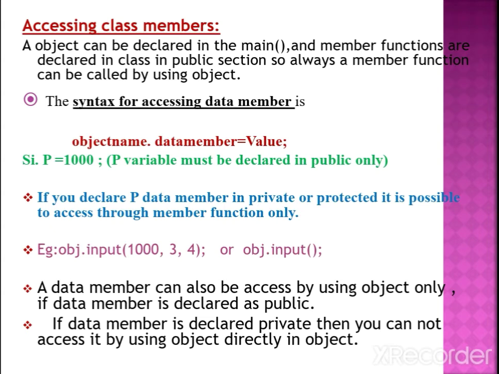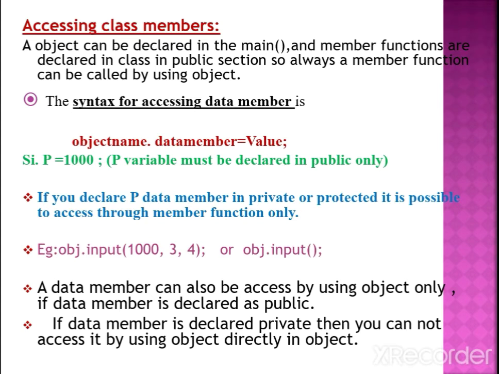So always a member function can be called by using what? Object. The syntax for accessing a data member is object name dot data member equal to value. See, si.p is equal to 1000. si is an object and p is a data member or variable, is equal to how much? 1000. The p variable must be declared in public only.